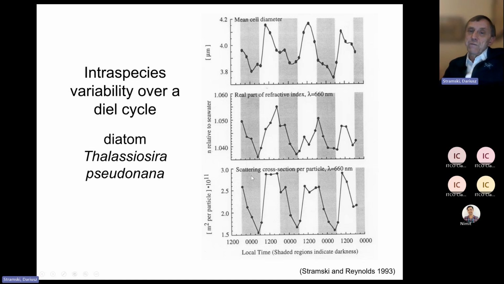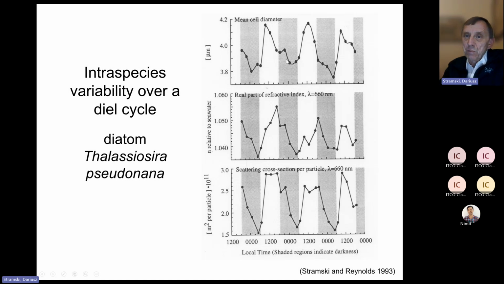And this is a very important result, because you can see that a single species over the diel cycle can vary its size. Generally, you can see that after sunrise it is increasing in size and then decreasing. The cells were dividing more or less synchronously in the afternoon.